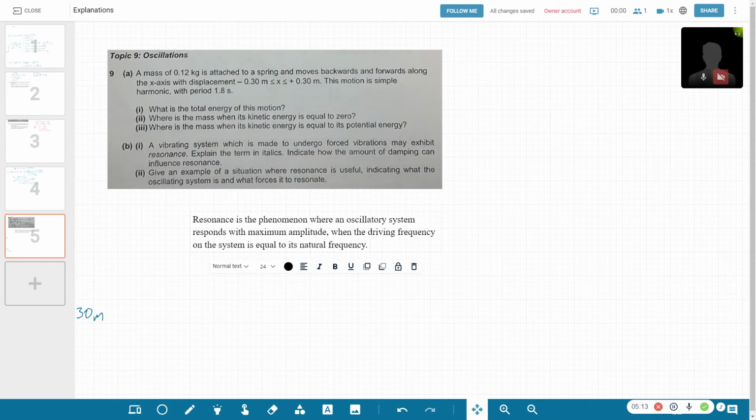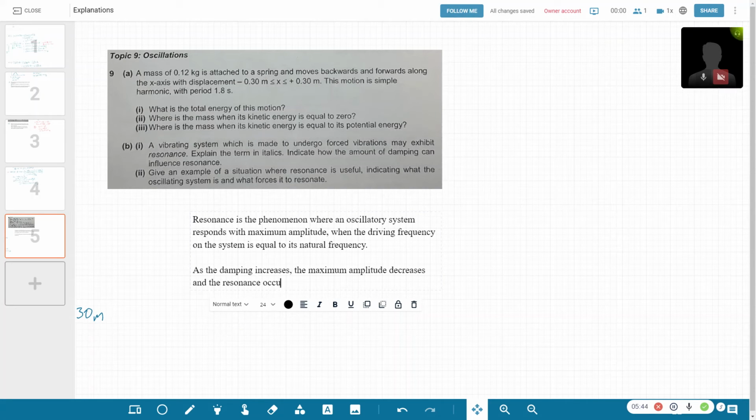Now indicate how the amount of damping can influence resonance. Basically, they are asking about the resonance curve, which means you describe the resonance curve itself. As the damping increases, if you can recall from a resonance curve, the maximum amplitude decreases, and the resonance occurs at a slightly smaller frequency. So we can add that in, because the amplitude is lower and it tends towards the left.